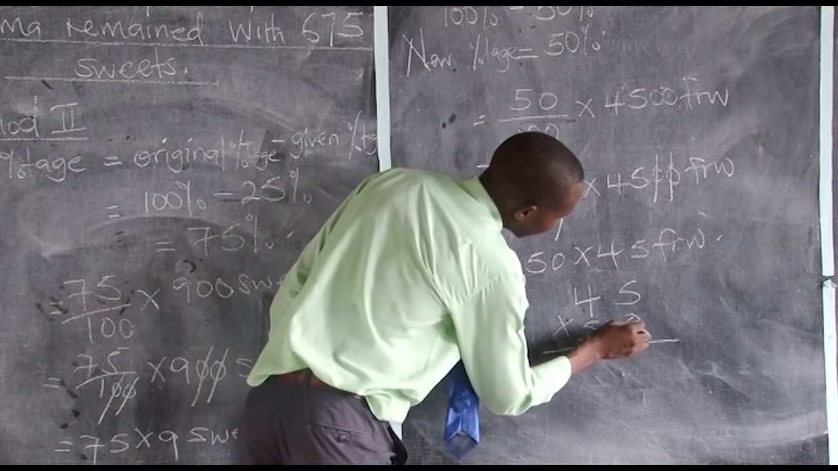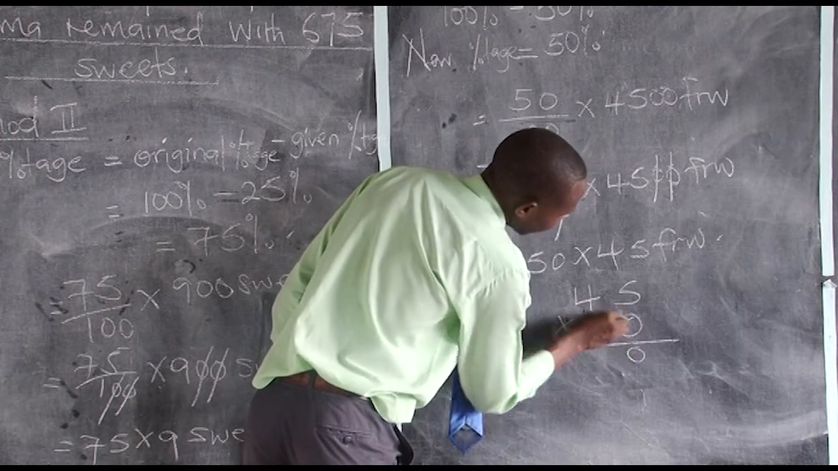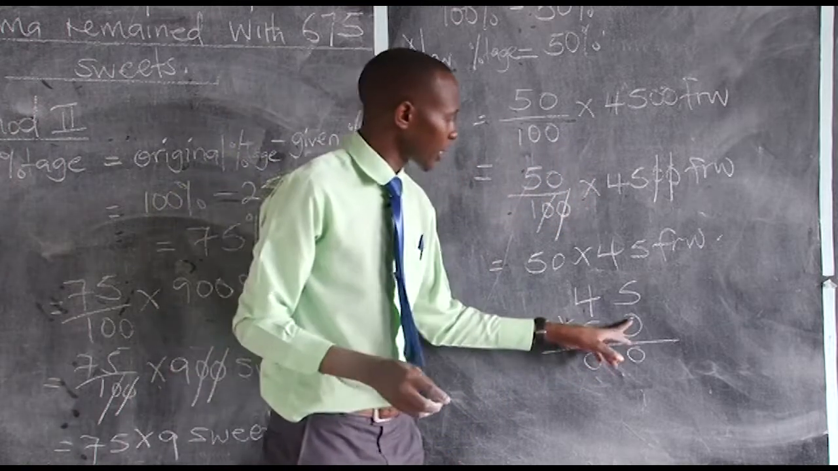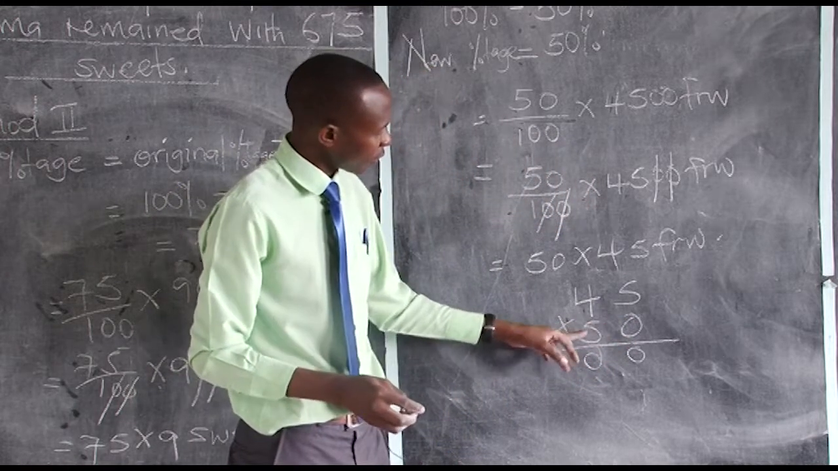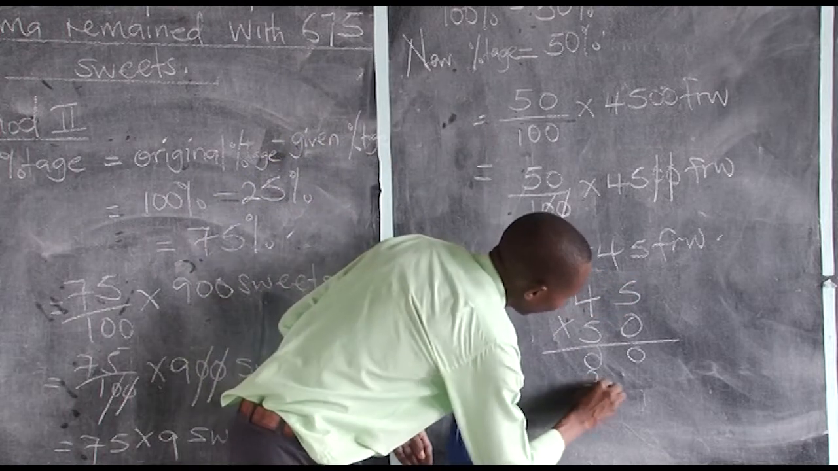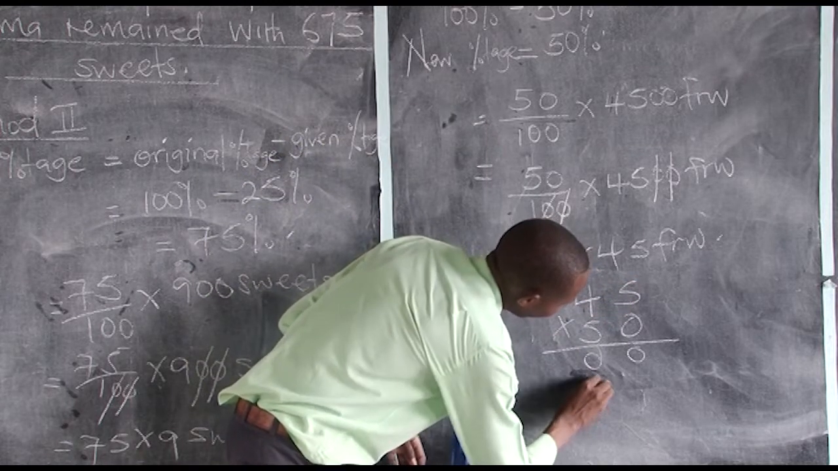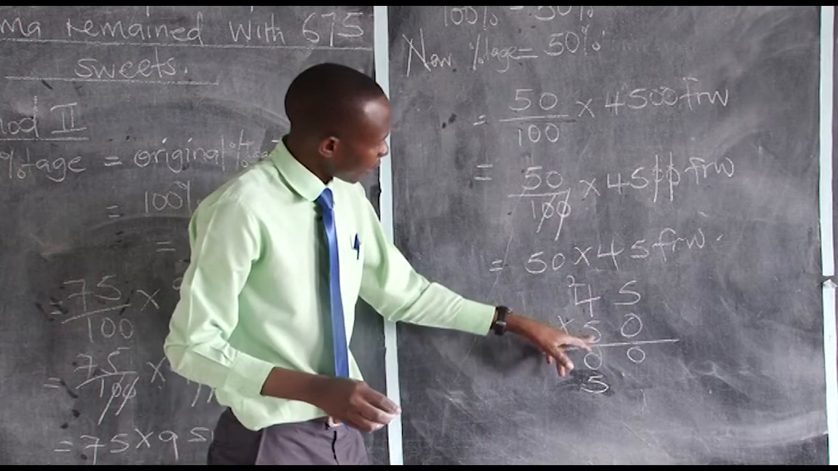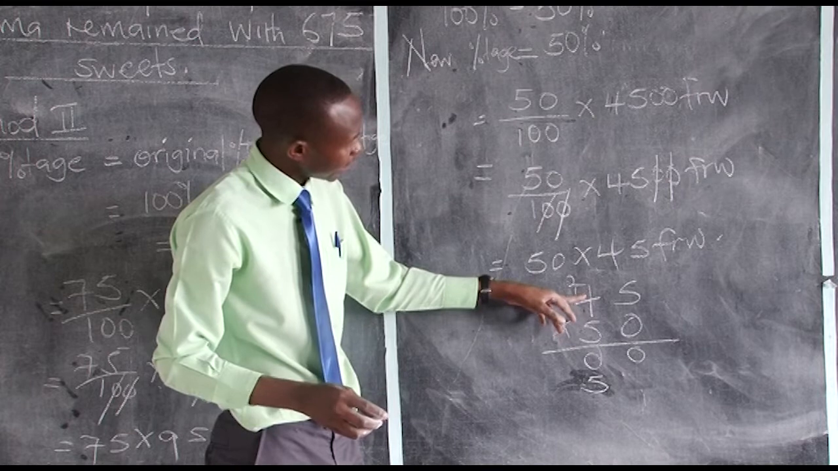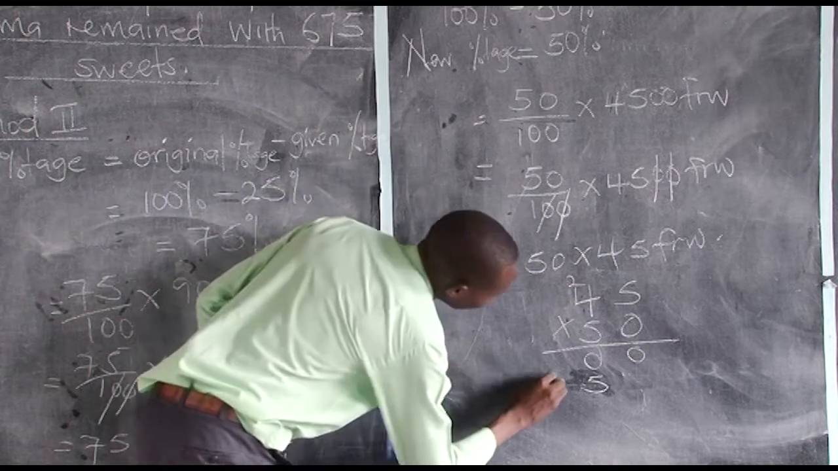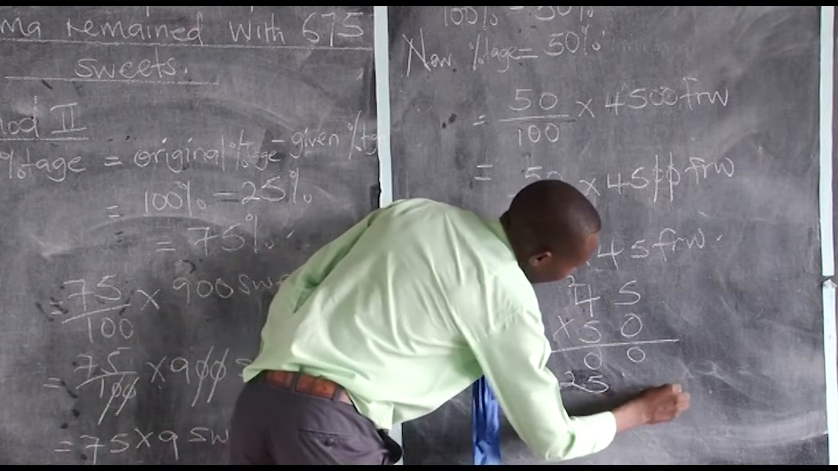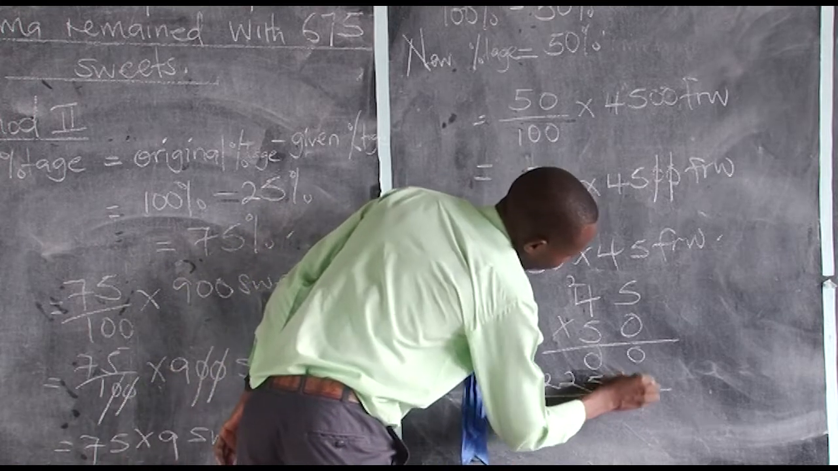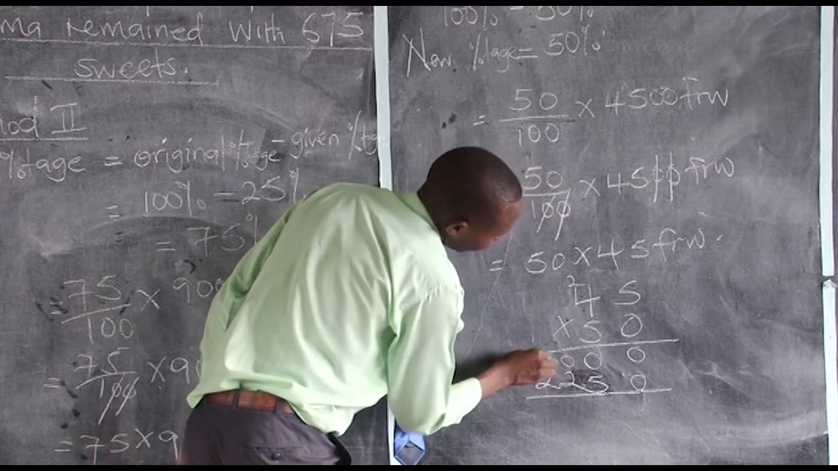So let's look at this. 0 times 5 will give us 0. 0 times 4 will give us 0. We are done with the first digit. Let's come to the second digit. 5 times 5 will give us 25, whereby we write 5 and regroup our 2. 5 times 4 will give us 20. 20 plus 2 will give us 22. Then after that, we shall have to add. Here 0, here 0, here 0.